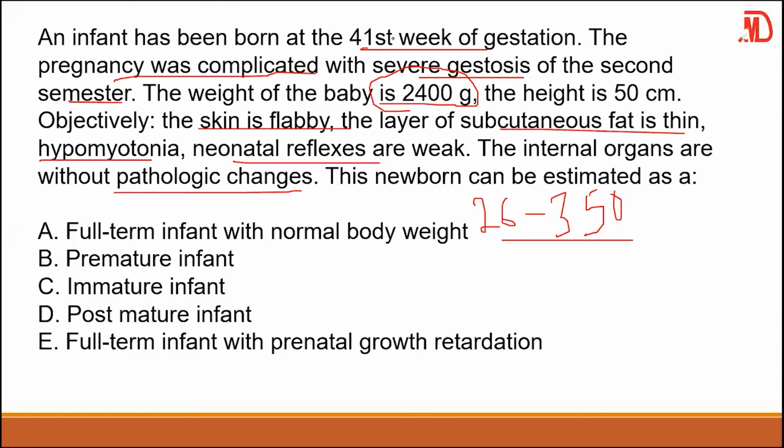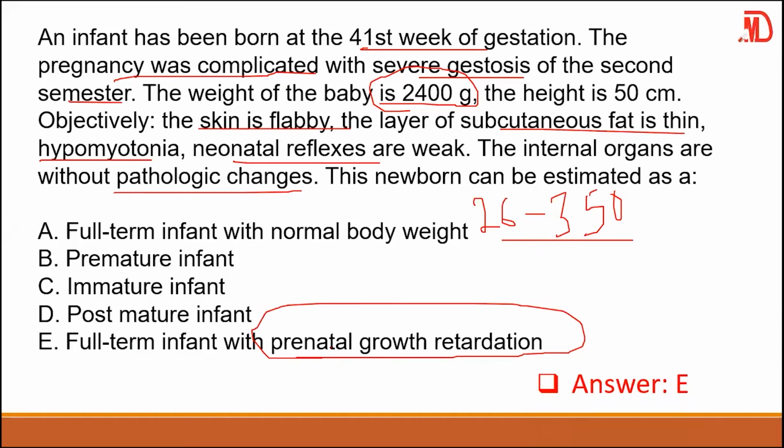True or false? Yes. So this was a full-term infant, but with 2.4, definitely less than the norm, the optimal growth rate that we know. So this is below normal. So definitely we're having what we call a full-term infant with a prenatal growth retardation. So over here, we are looking at E as our answer. Internal organs, reflexes are weak, everything. All right.